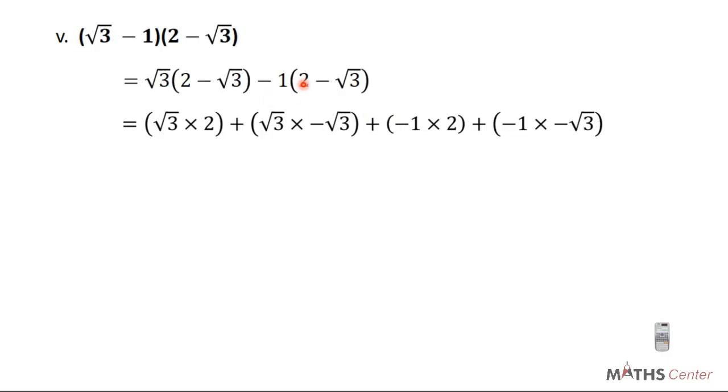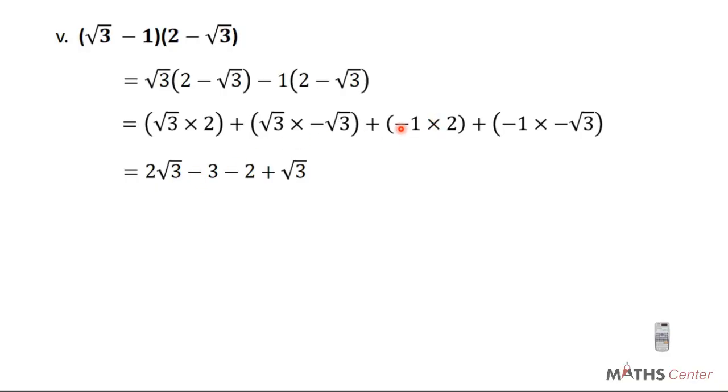You multiply that with the first term here, which is 2. Then plus, the term outside the bracket is negative 1. You multiply that with the term inside the bracket, which is negative root 3, as we have here. Then we move on. We know that square root of 3 times 2 will give us 2 root 3 from the properties of surds. We know that square root of 3 times square root of negative 3 will give us negative 3, because square root of 3 times square root of 3 will give us 3. There's a negative sign here, so negative. So we have that to be negative 3.